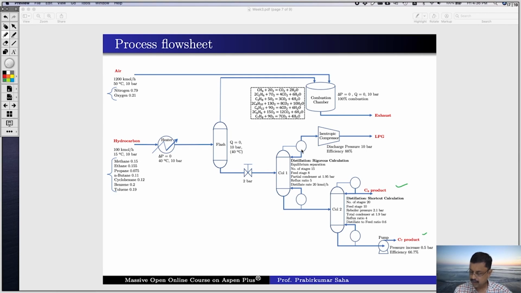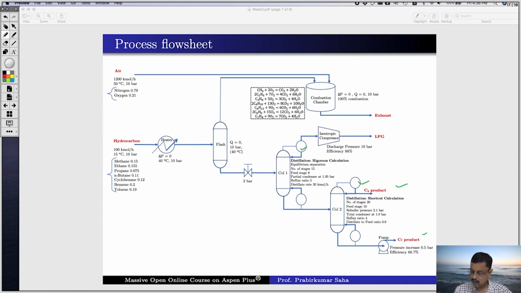These two are condensers. You can notice that this is the partial condenser, so vapor distillate is coming over here, whereas it is total condenser, so it is liquid distillate. So it is liquid C6 product. And here you find the C7 product, which is coming out through the pump.